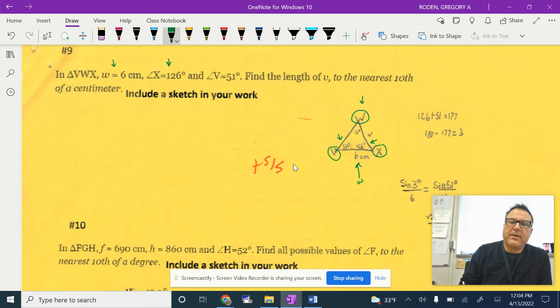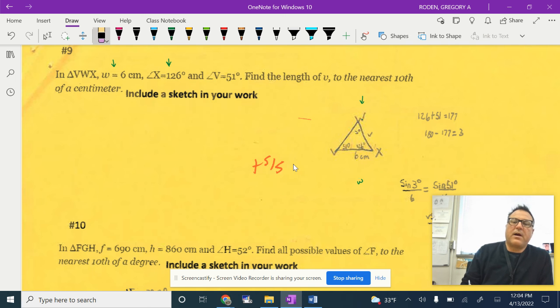So what do we have here? We have angle, side, angle, right? Is that what we're given? Angle, side, angle. So when we have angle, side, angle, we're going to use law of sines.